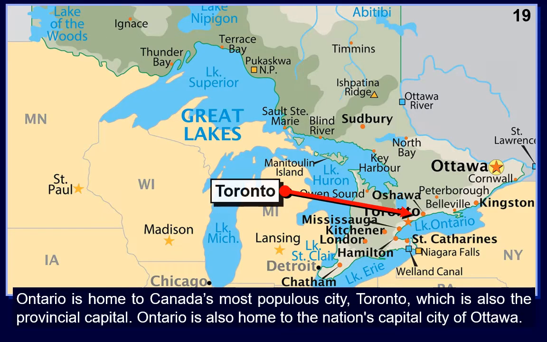Ontario is home to Canada's most populous city, Toronto, which is also the provincial capital. Ontario is also home to the nation's capital city of Ottawa.